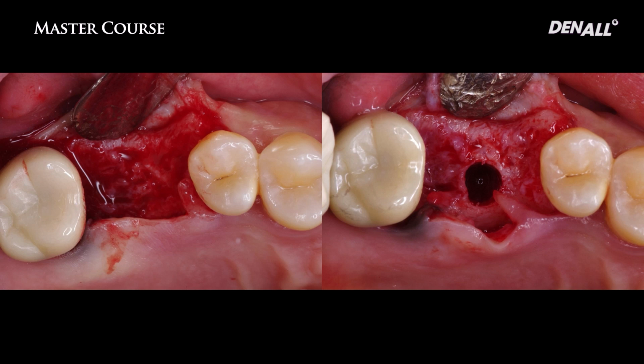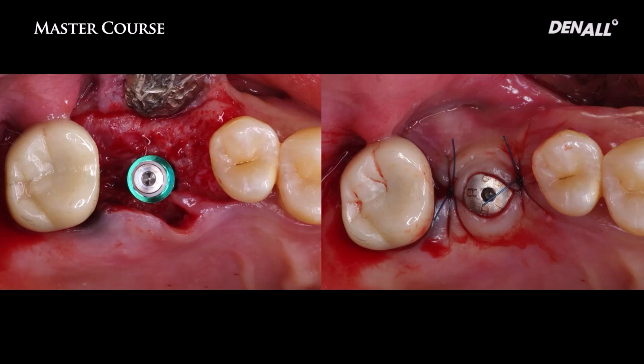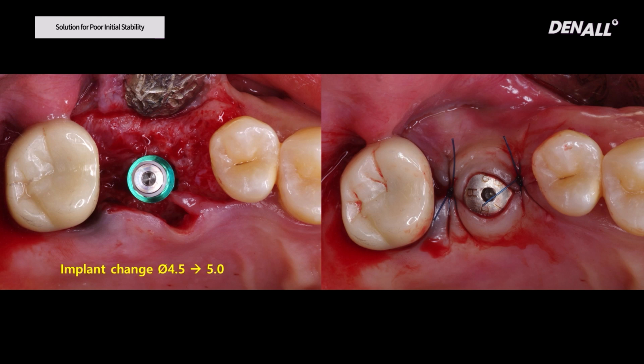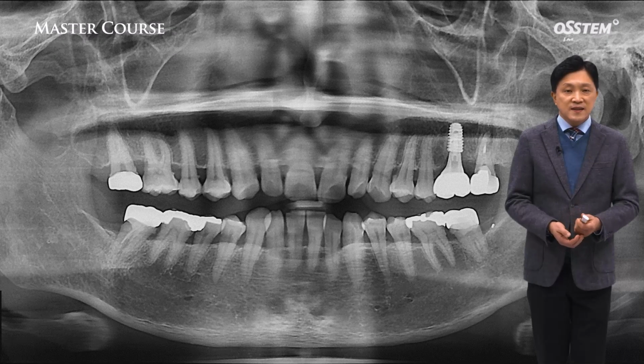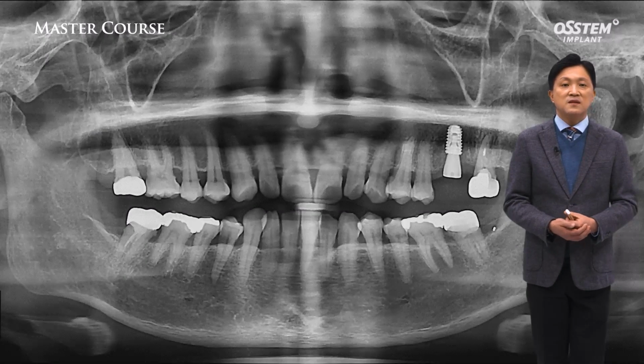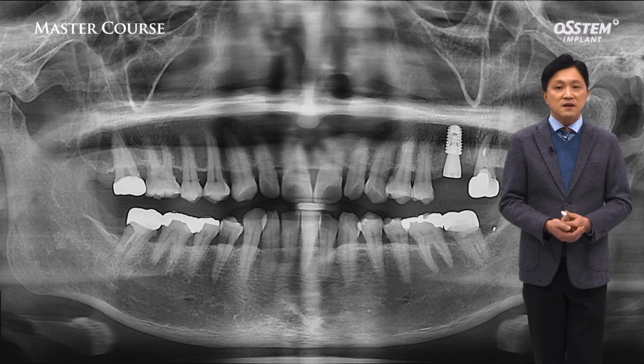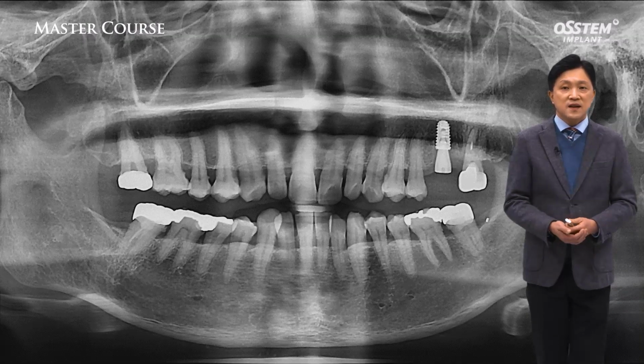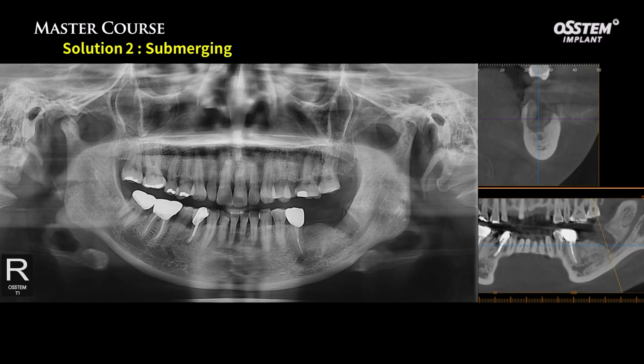So it's not good quality bone. A drilling hole is formed, followed by implant placement. So it looks like a very simple procedure. The implant diameter first was 4.5 millimeters and it was replaced by 5 millimeters. The 4.5 millimeter diameter could not achieve initial stability, so a 5 millimeter diameter implant was used and the case was completed.